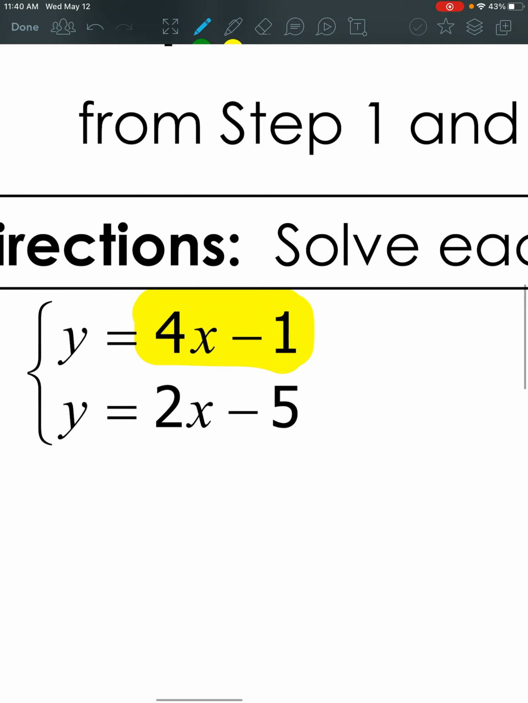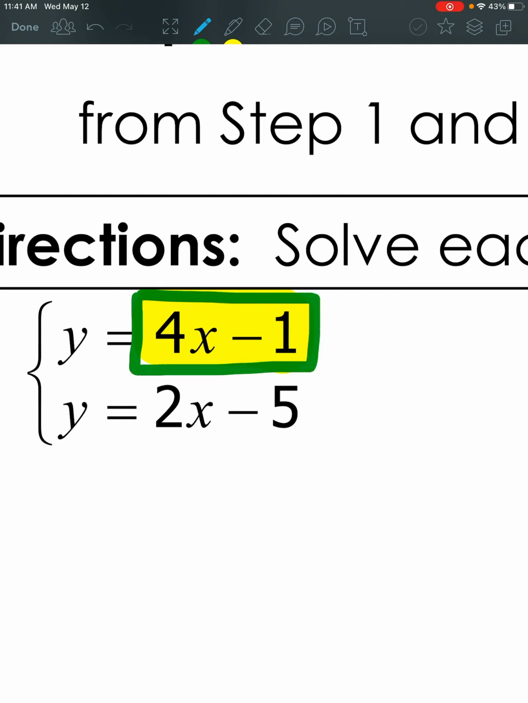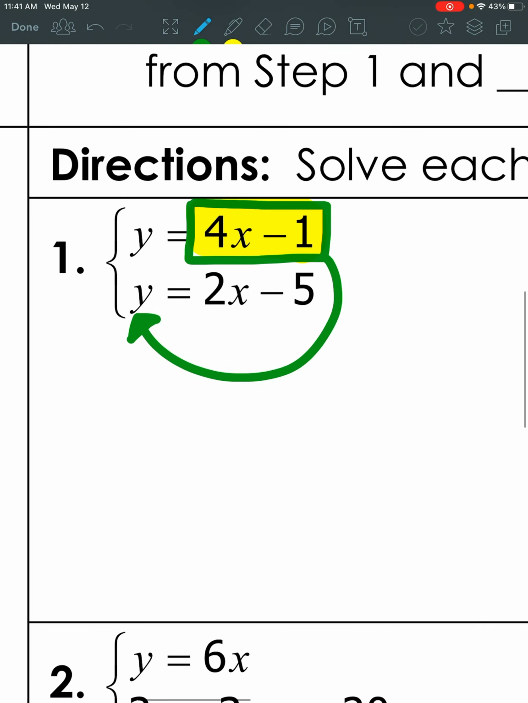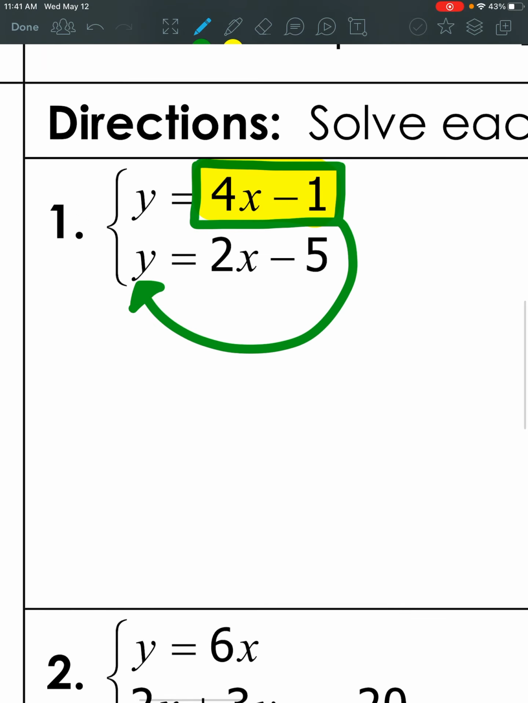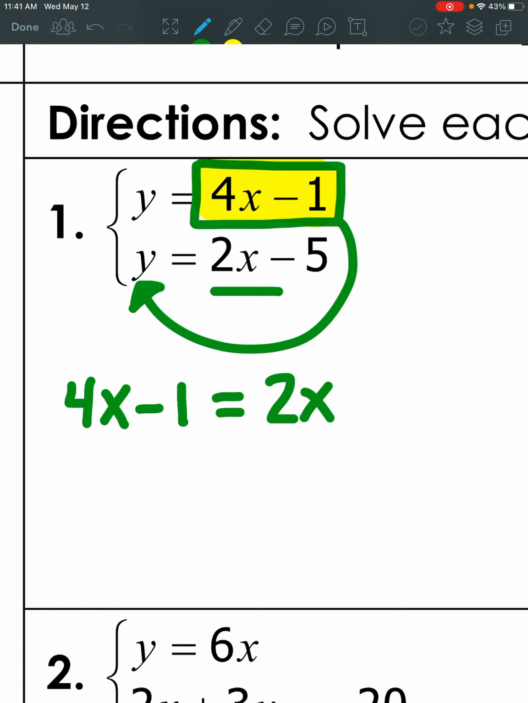So like I said, this 4x minus 1 is the exact same thing as y. So we're going to take that and replace it in the second equation in place of y. So that substitution means we're going to take out y, and then instead we're going to replace it with 4x minus 1, because we know that's the exact same thing as y. And then we're going to continue writing that second equation exactly how it is. So 4x minus 1 equals 2x minus 5.